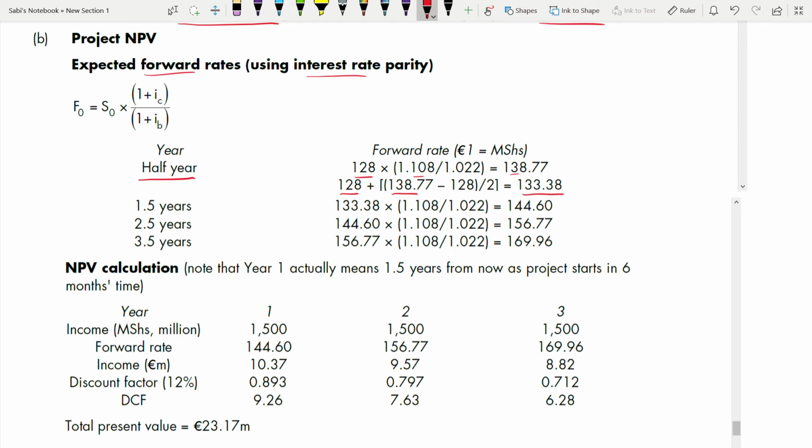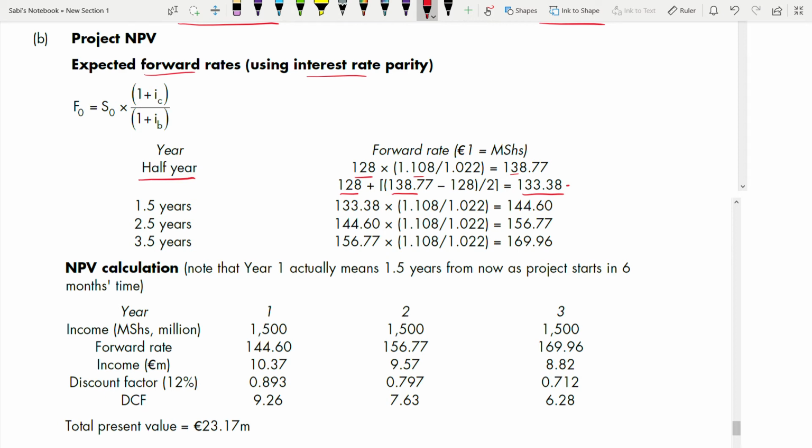Whenever a question comes like this, now you know how to calculate for the 6 months. Now from here onwards, keep on adding 1 year. So it will be 1.5 year, 2.5 year, 3.5 year. So on this 133.38, keep on multiplying 10.8 divided by 2.2%. Keep on doing that. All these are same. And then you get for 3.5 year.